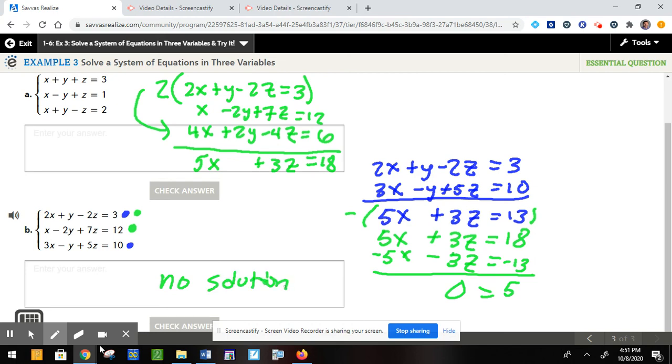Okay, doesn't matter what else you do. It's a no solution. All right, let's take a look at example 4.